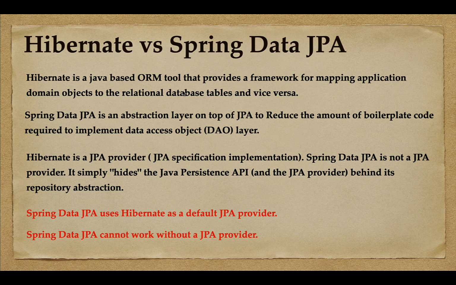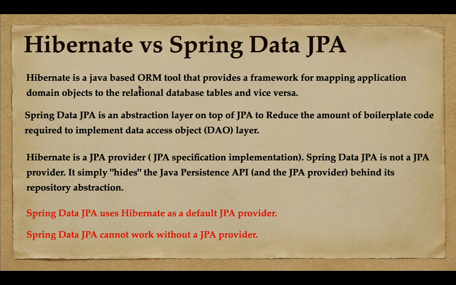So we can use the Hibernate framework to directly map application domain model objects to the relational database tables. It means that we can use Hibernate to directly persist an object into a relational database table. We don't have to create the SQL statements. On the other hand, Spring Data JPA is an abstraction layer on top of JPA to reduce the amount of boilerplate code required to implement the DAO layer.